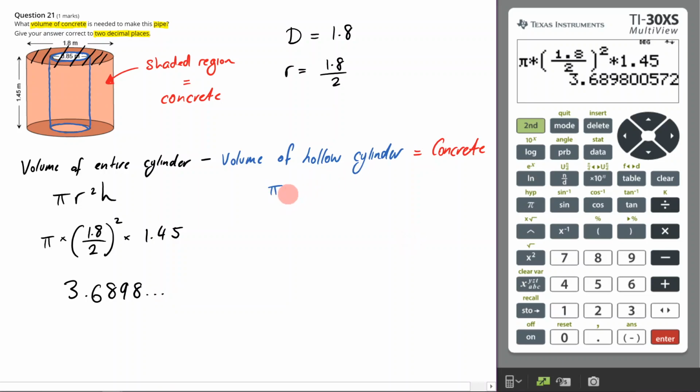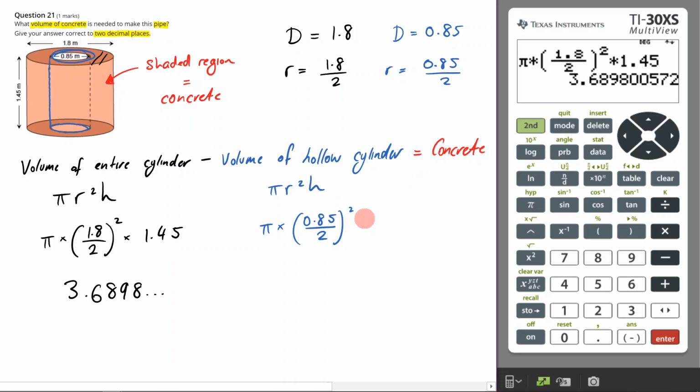The next thing I'm going to do is find the volume of the hollow bit. Remember, pi r squared h, pi is still the same. Now, let's have a look here. They're telling me that the diameter of the hollow bit is 0.85. So what I'm going to have to do is go 0.85 divided by 2, because remember, I don't want the diameter. The formula says that I need to use my radius, so I'm going to have to half it or divide it by 2, same thing. Square that. Now my height is still the same, it's still 1.45.